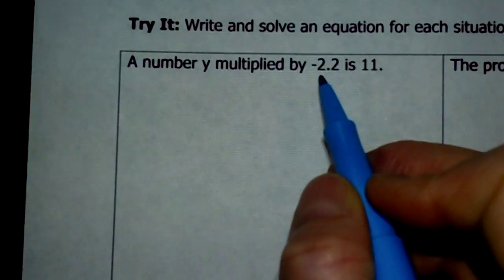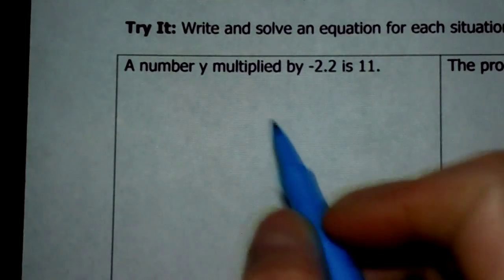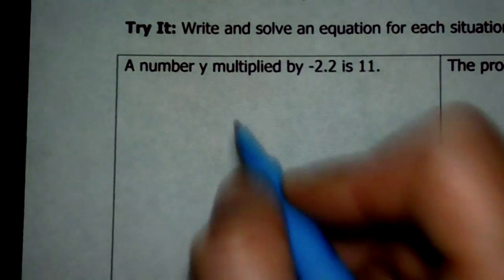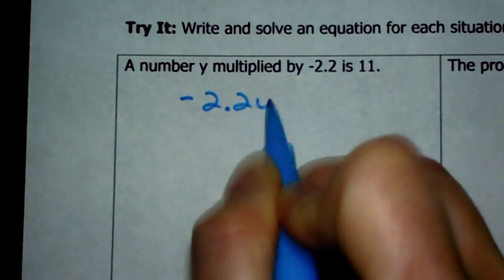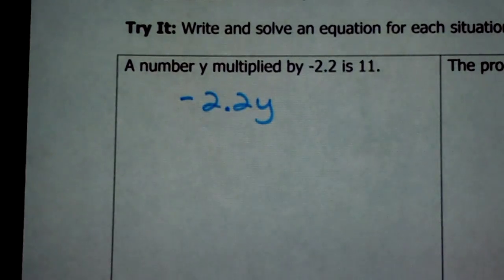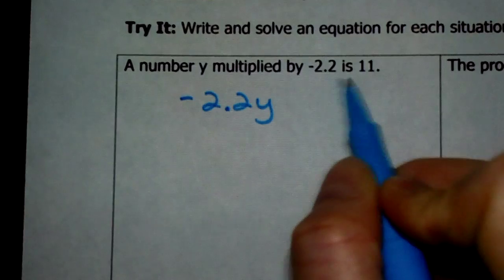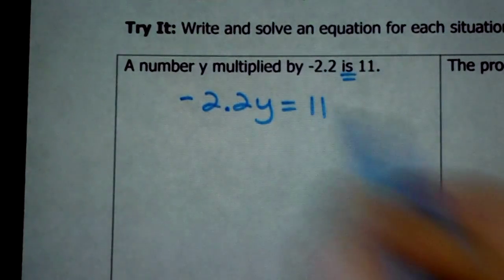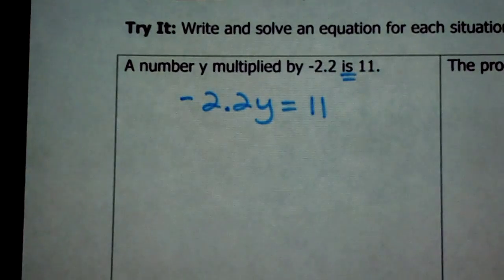All right, so we're going to write an equation and solve it. Okay, so a number y multiplied by negative 2.2 is 11. So y multiplied by negative 2.2, you might want to write out y times negative 2.2. But when we're multiplying numbers and letters, we talked about how the number always gets to go first. So the best way to say y multiplied by negative 2.2 is negative 2.2y. That means the same exact thing, and order doesn't matter with multiplication. So numbers get to go first, coefficients first. And when I say it is 11, that means it's equal to 11. There's your equation. Now all you have to do is solve it.